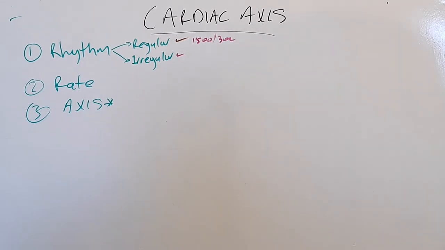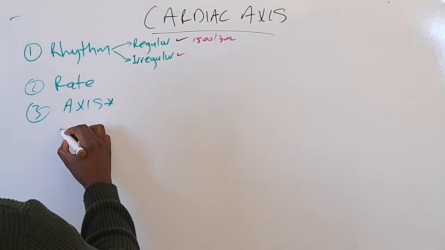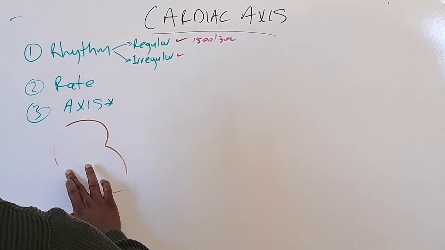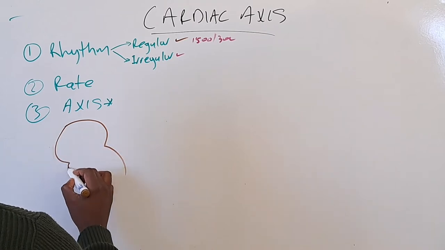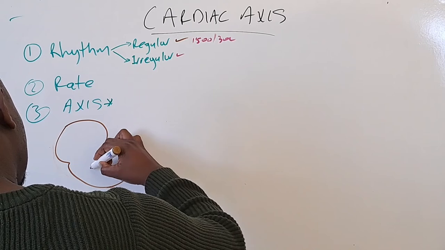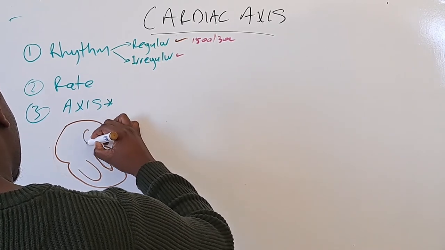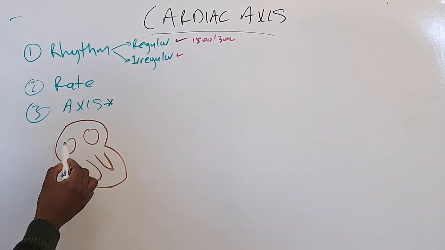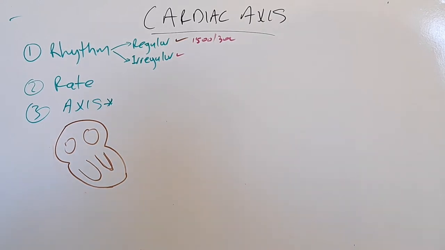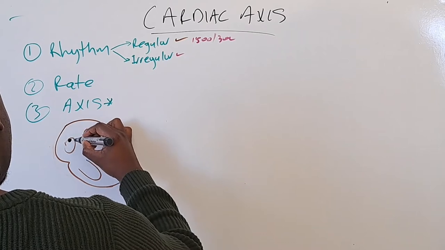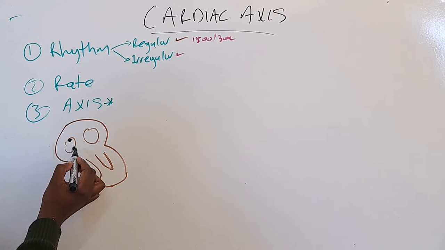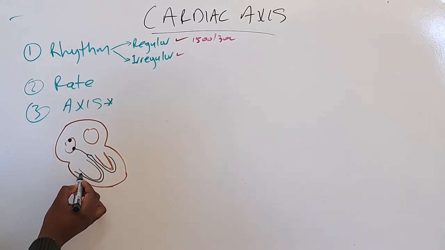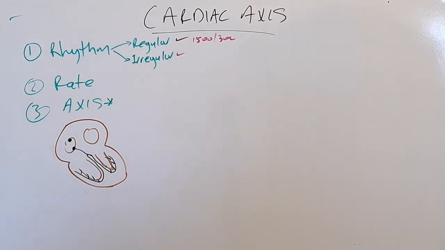What is the axis, or the cardiac axis? If we have our heart right here, it's an ugly heart, eh? Then this is our left ventricle, right ventricle, left atrium, right atrium. That's our heart, and we have got our conduction system there: AV node, bundle of His, left bundle branch, right bundle branch, Purkinje fibers. So that's what we have.